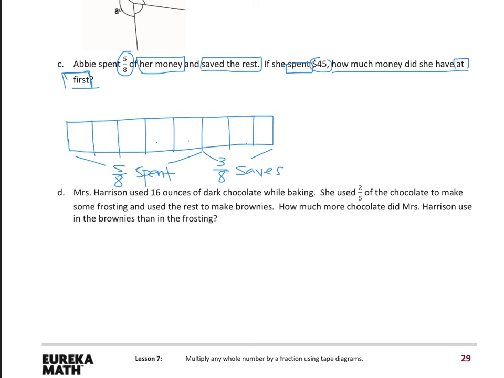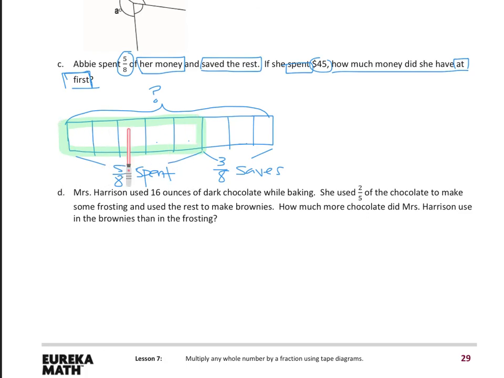Okay, now the number up on top, some kids will put the number 45 up on top, and that's not correct because the question said how much money does she have at first. So altogether, before she even spent her money, she had money in the beginning, which we don't know. So that's why we're putting a question mark right here. But we do know that these 5 boxes right here, these 5/8, it tells us in the word problem she spent $45. So these 5 boxes would equal $45.